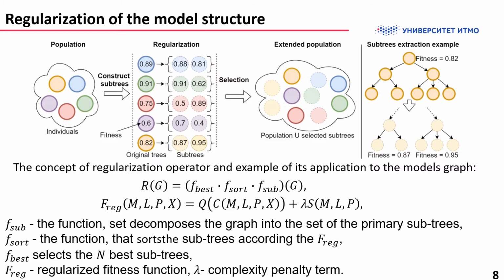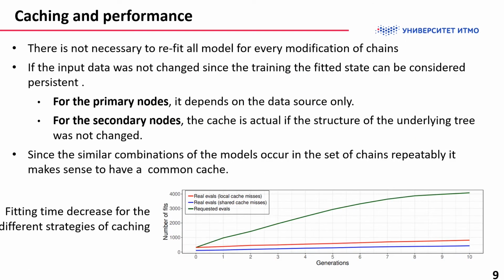Unlike the majority of genetic programming tasks, the elements of the chain are models that can be fitted partially independently. So it is possible to save fitted nodes of the chain into the cache and use it to evaluate the fitness for the modified version of this chain. Also, it allows obtaining the fitness function value for some subgraphs inexpensively if it was previously trained as a part of another chain. On the picture presented, the results of the experiments with a different implementation of cache.